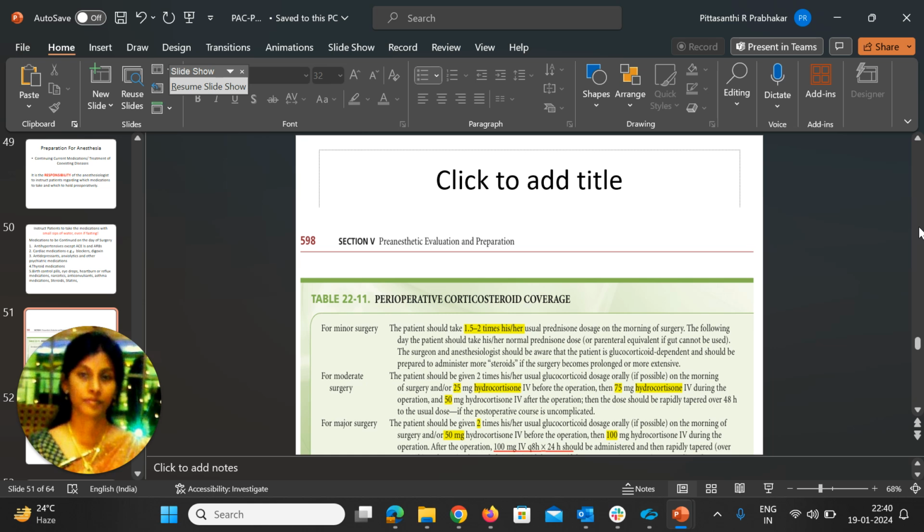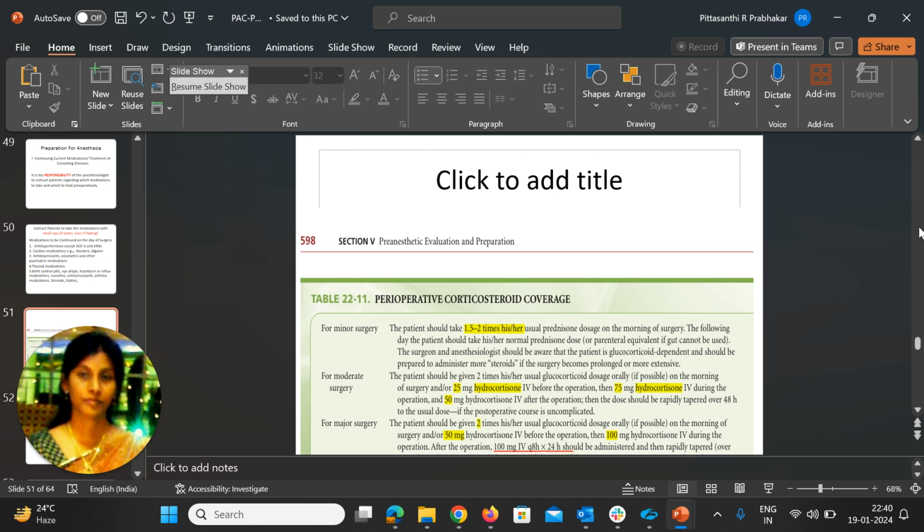For moderate surgeries, the patient should be given 2 times their usual glucocorticoid dosage orally on the morning of surgery, or 25 mg hydrocortisone IV before the operation, then 75 mg hydrocortisone IV during the operation, and 50 mg hydrocortisone IV after the operation. Then the dose should be rapidly tapered over 48 hours to the usual dose, if the post-op course is uncomplicated.